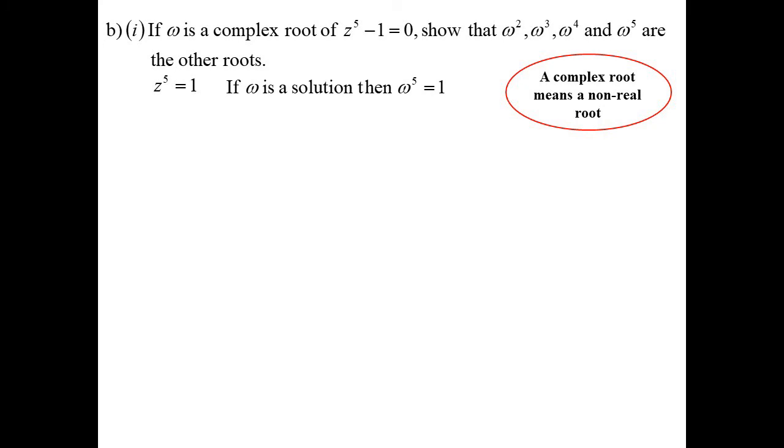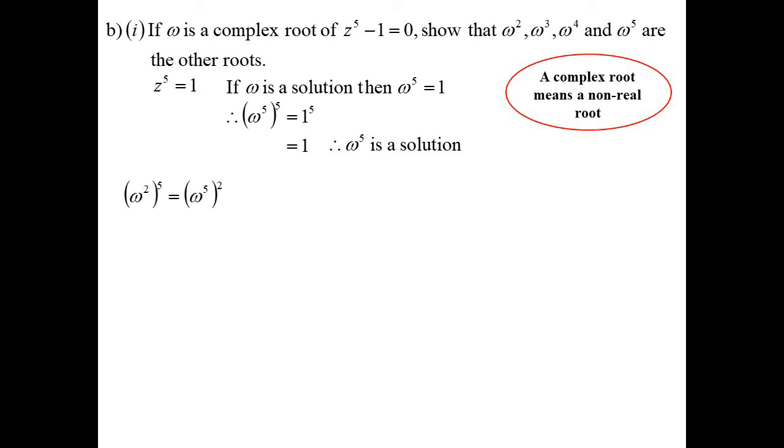Now, if that's true, then omega to the power of 5 is 1. But hang on a sec. Omega to the power of 5, to the power of 5, would be 1 to the power of 5, and 1 to the power of 5 is 1. So it satisfies the equation. So if omega is a solution, omega to the power of 5 must be a solution. Just playing with index laws there.